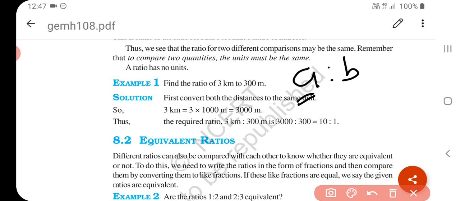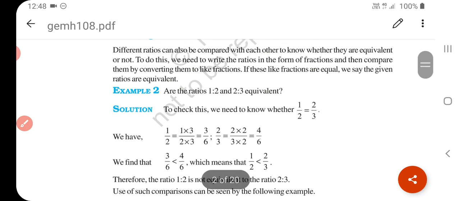Okay, a ratio obtained by multiplying or dividing both the terms of a given ratio by the same non-zero number is called the equivalent ratio. Okay, understand? So we can say they are equivalent ratios. And see the example. If we see the example, then you have to understand.